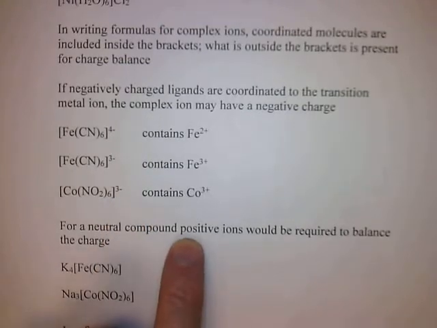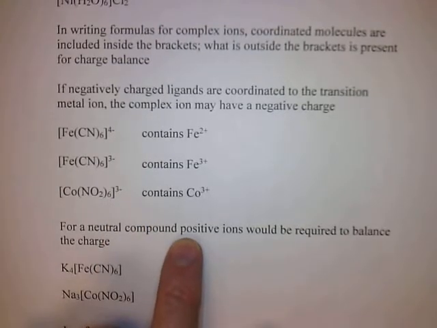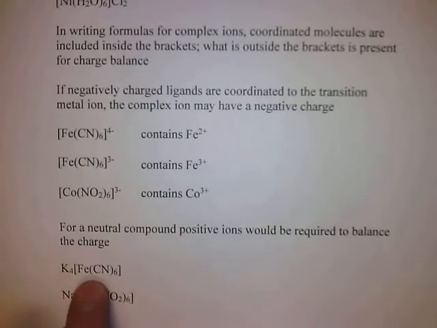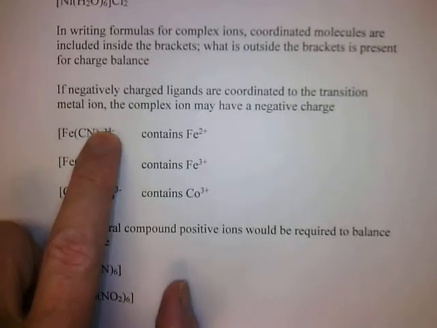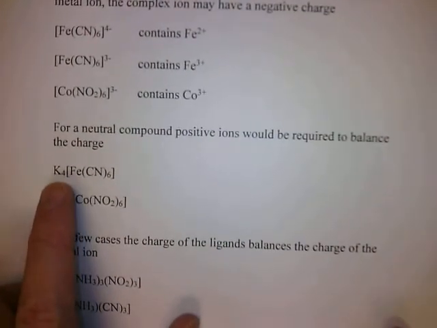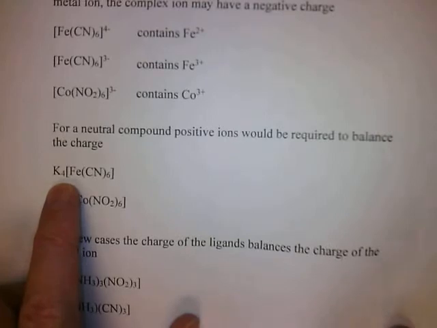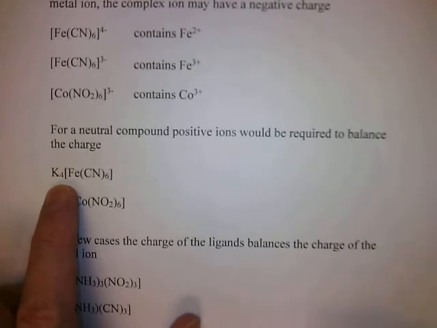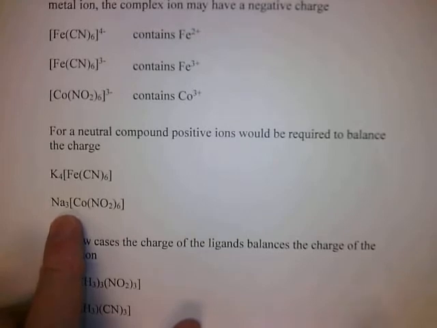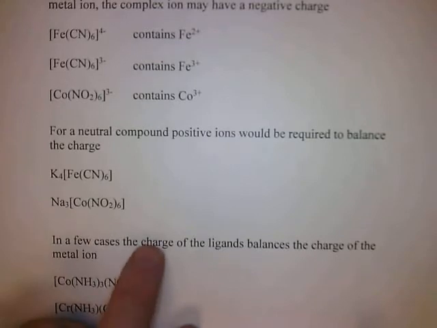So now, if we were going to have a neutral compound, we'd have to have positive ions out front to balance the charge. So if this is a 4 minus, then to write a neutral compound, we'd have to have 4 positive charges to balance the charge and make it neutral. We would have to have 3 positive charges here to balance the charge and make the compound neutral.